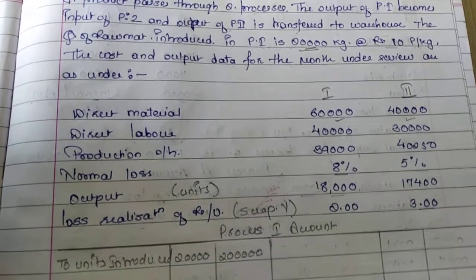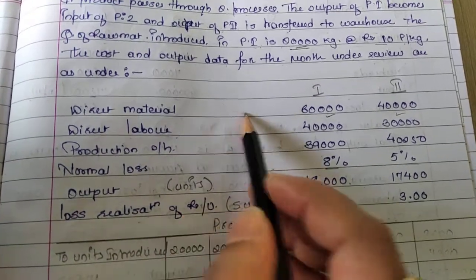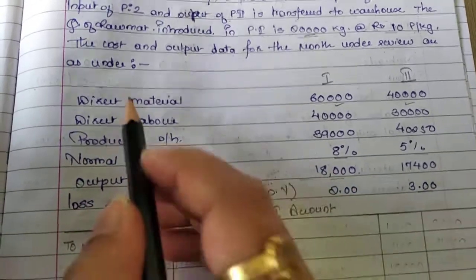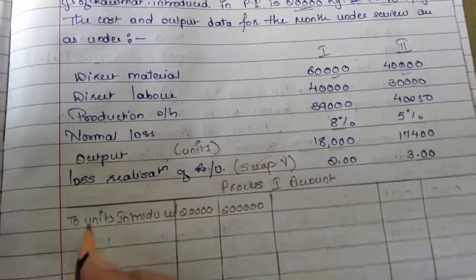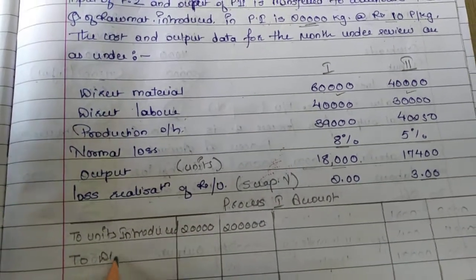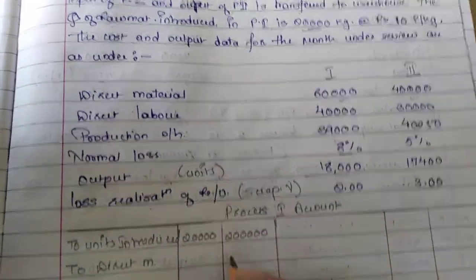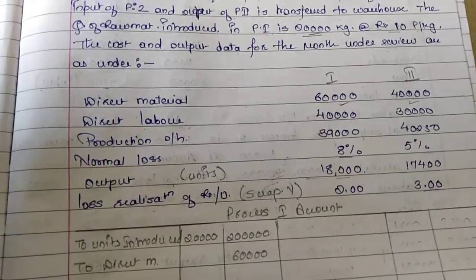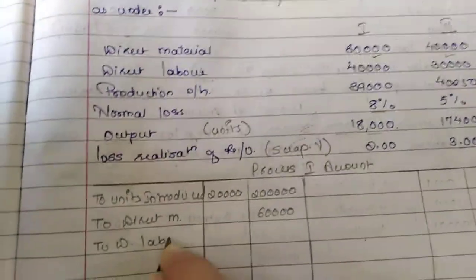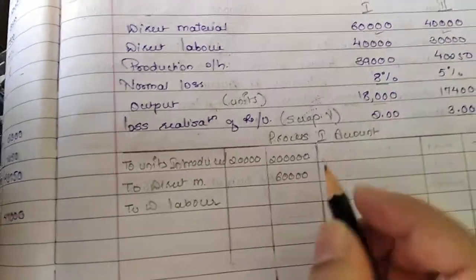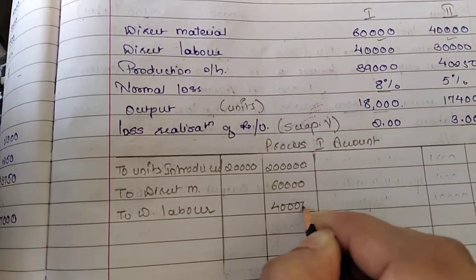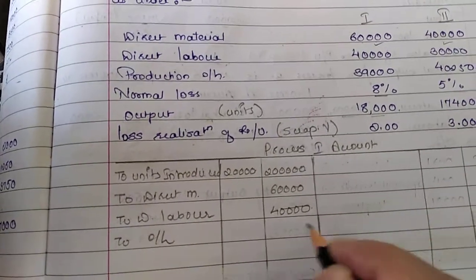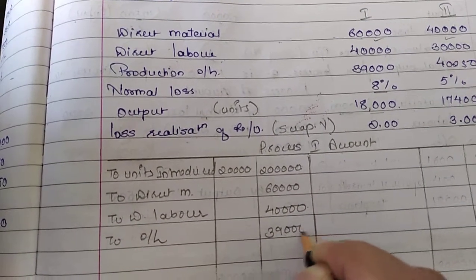Okay, we'll now start passing our entries for the expenses that we have incurred. We'll first start with our process 1. We have direct material 60,000. So I write here to direct material, that is 60,000. Then to direct labor I have 40,000. I have overheads, that is 39,000.